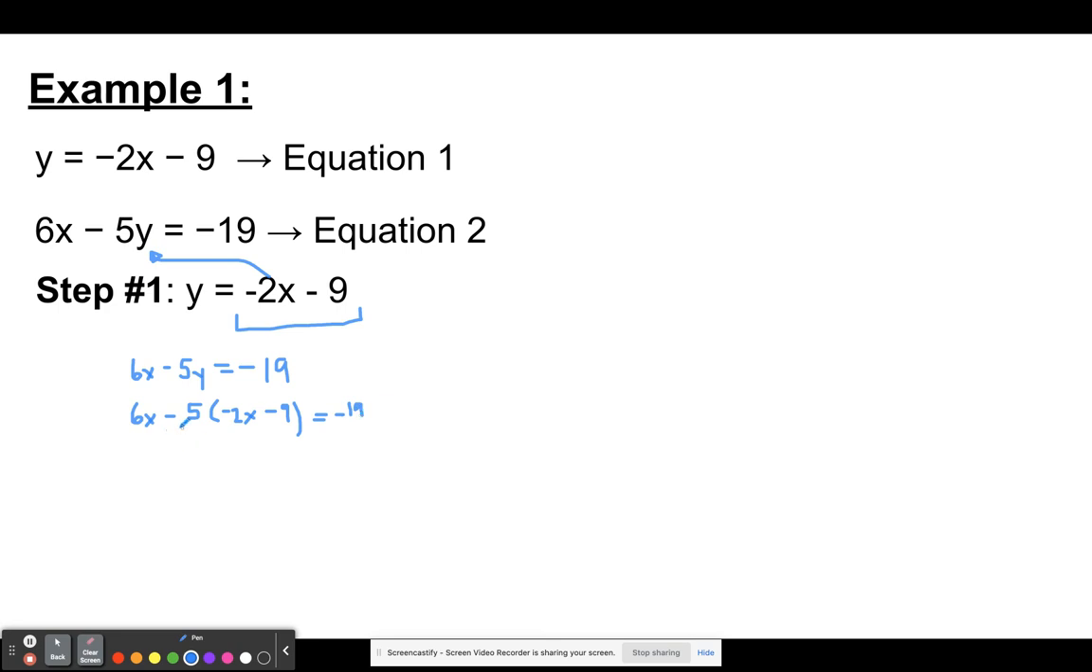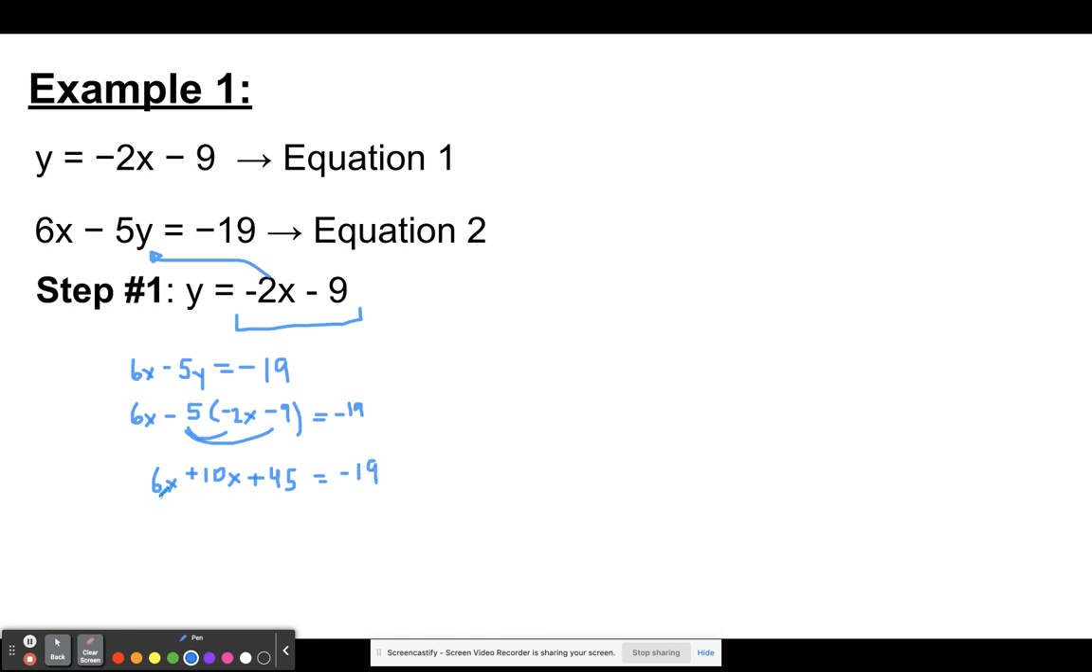Now that I have just one variable being used in the entire equation, I can use algebra to isolate my x and figure out its actual value. First step here, I'm going to distribute this negative 5 to the terms inside my parentheses. Negative 5 times negative 2 is going to give us positive 10x. And then negative 5 times negative 9 is positive 45. I still have the 6x in the front, so I'm going to place that back in front. And then that is all equal to negative 19.